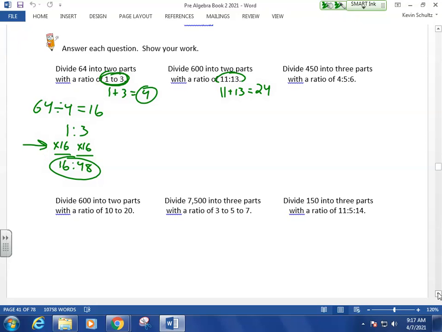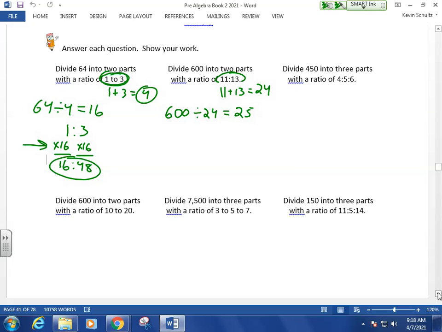Divide our whole, our 600, by 24, because that's going to tell us the value of 1 unit. I don't think this one works out evenly. Oh, it does. I stand corrected. 600 divided by 24 equals 25. That's the value of a solitary unit.